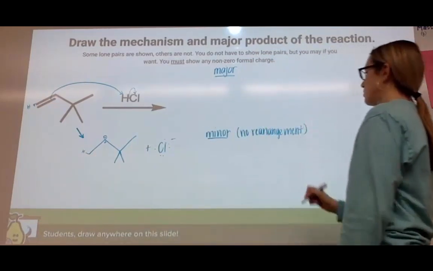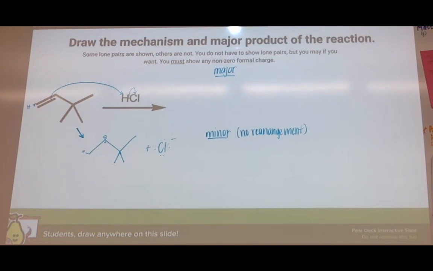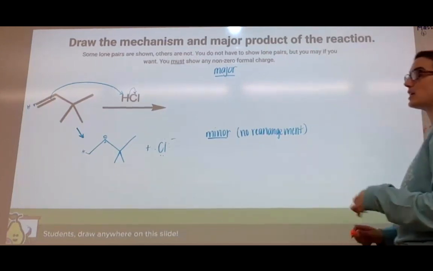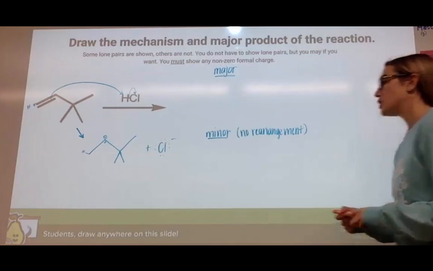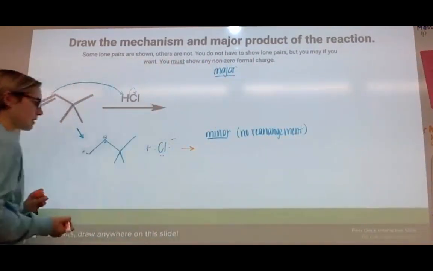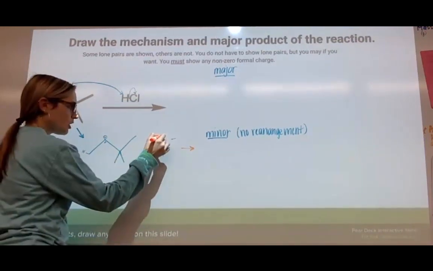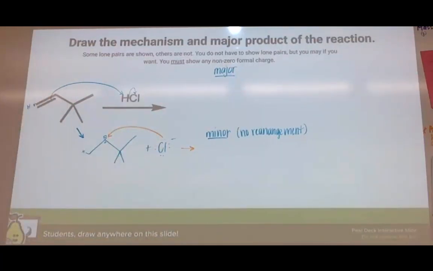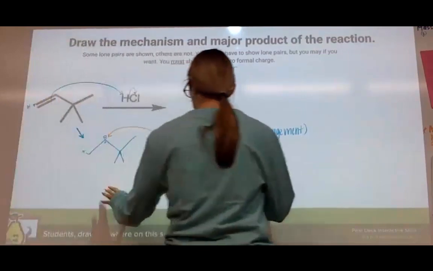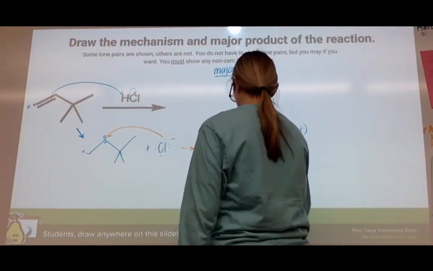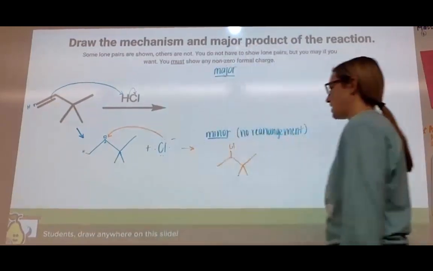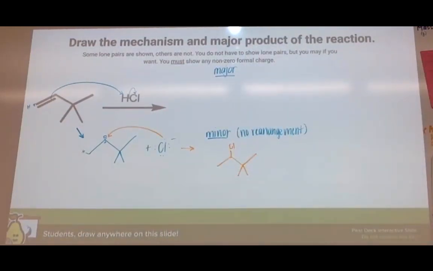The reason that that's the minor product is because a secondary carbocation is not the most stable carbocation. So this is not going to be the most likely product to form, but it still could form. So if we look at the minor product, we just continue this mechanism like we had before. We assume no rearrangement. So a lone pair from the Cl- is going to attack that secondary carbocation, and then we get this. This is the minor product. Minor product because a rearrangement is likely to occur.